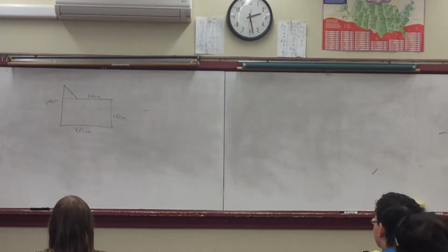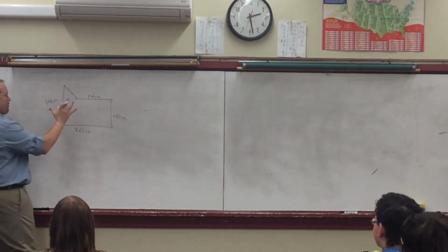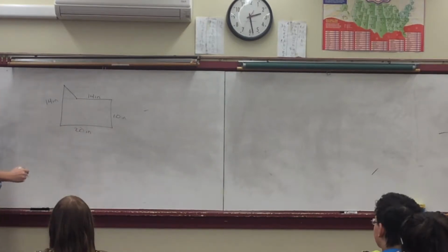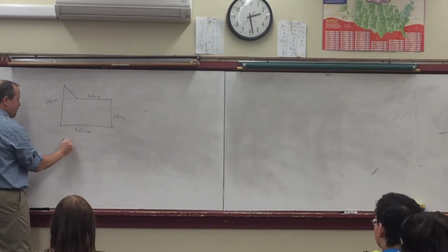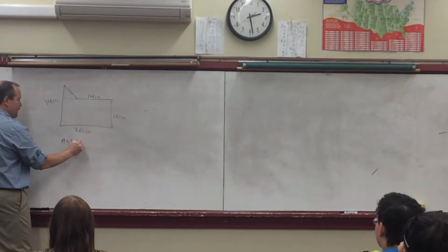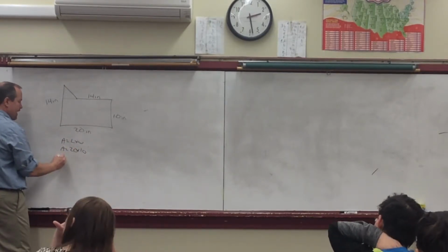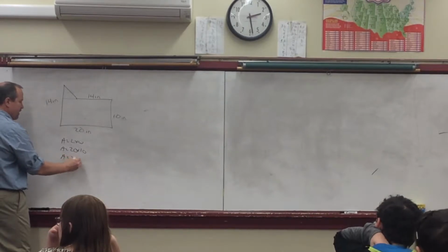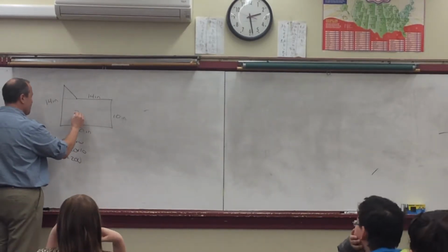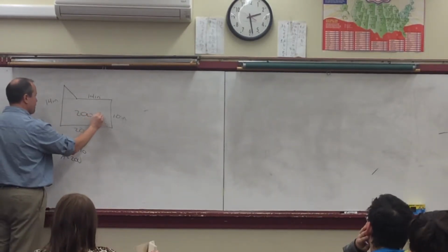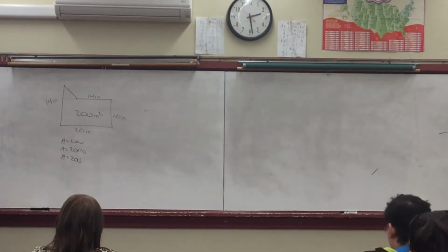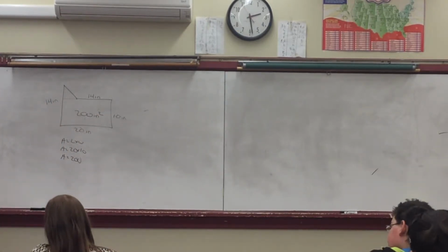So now, if we're going to find the area of this rectangle, the area of a rectangle is length times width. The length is 20, the width is 10, which would be 200. So the area of this rectangle would be 200 inches squared. Now we need to find the area of the triangle.